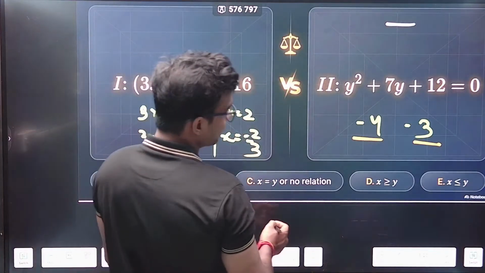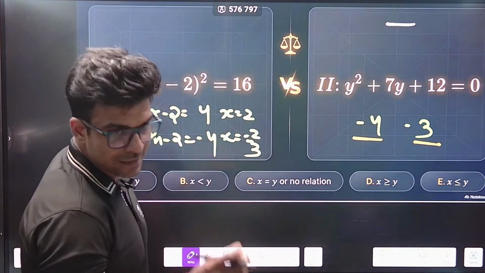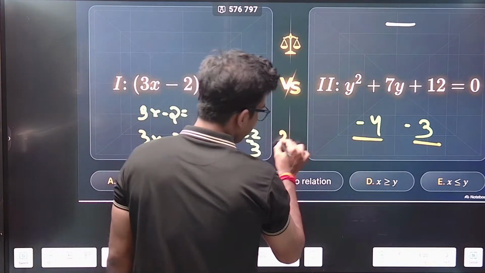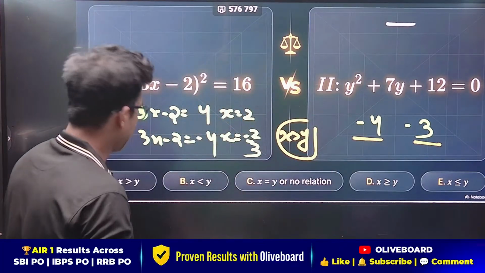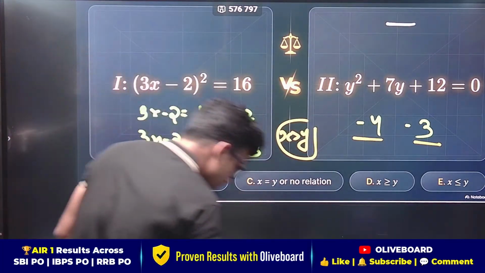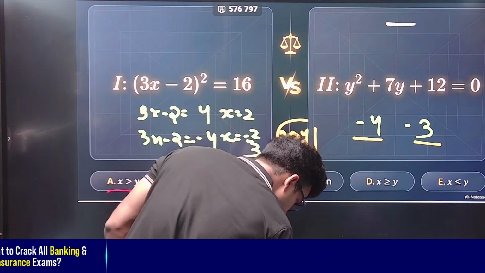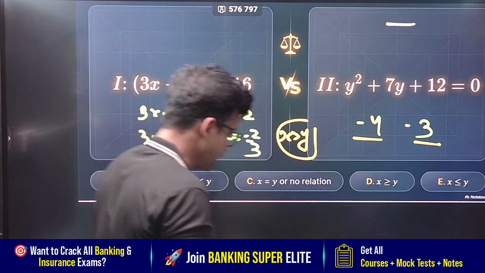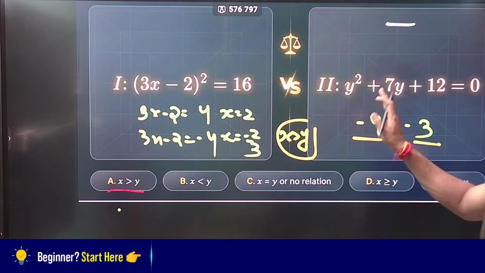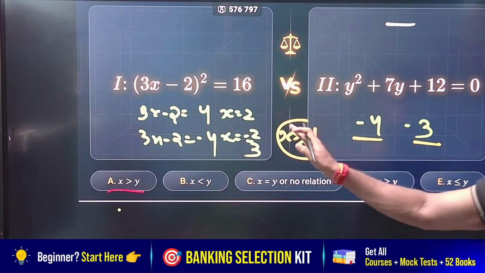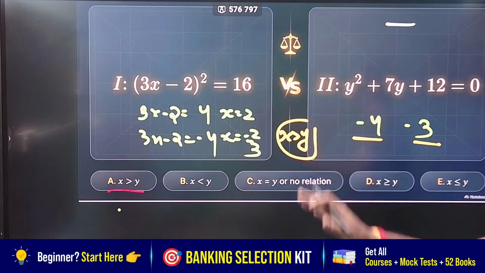So can I say that x is greater than y? X is greater than y. Option number A is the correct answer for this. So is it true? A is the correct answer, everyone. Understood? And again, I am not joking. This question was asked in SBI Clerk Mains.